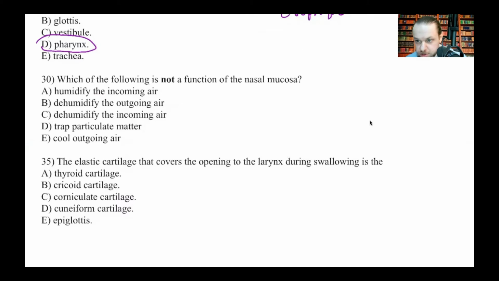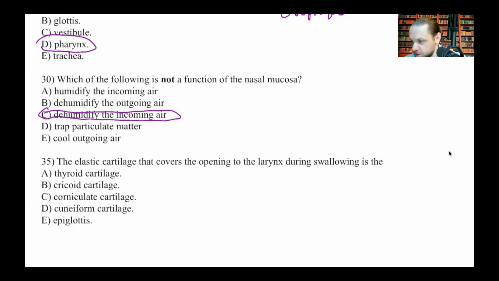Let's see, let's do Lindsay. Which of the following is not a function of the nasal mucosa? It will be C, dehumidify the incoming air.